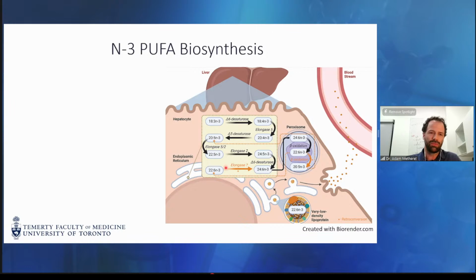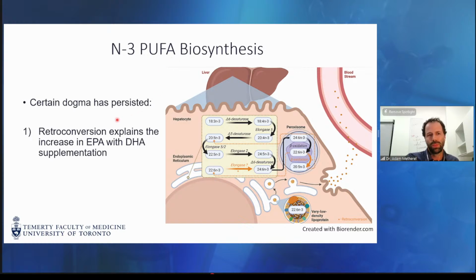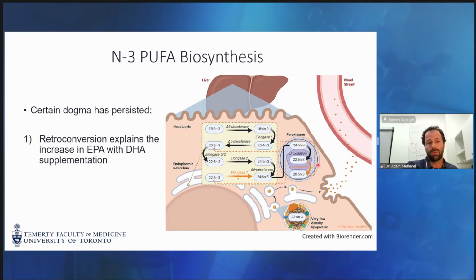There have been a number of different dogmas that have persisted throughout the years in relation to this pathway, despite the steps being fairly well known. There has been some ongoing debate. One of these dogmas is that retroconversion can explain the increase in EPA when supplementing DHA. And this occurs in the peroxisomes, and we've actually shown very recently, with a recent article submission, that DHA does not increase retroconversion. It actually prevents the synthesis of itself by inhibiting EPA metabolism.